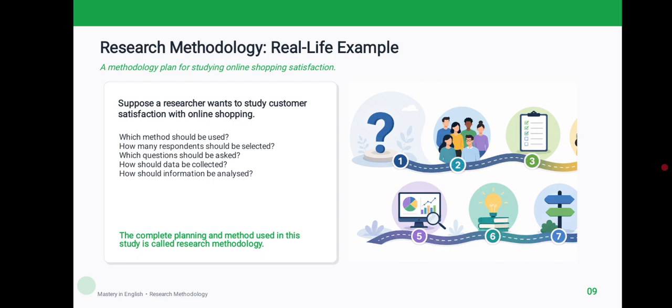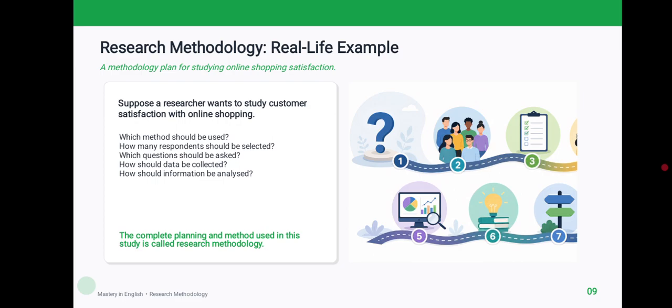So now let us understand research methodology with an example. Suppose a researcher wants to study customer satisfaction with online shopping. So before starting the study, the researcher must decide many things. Which method should be used, maybe qualitative or quantitative. So they decide before doing the research which method should be used while doing the research.